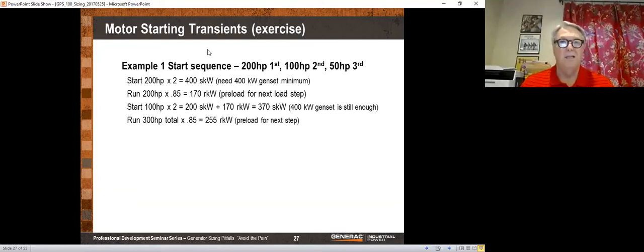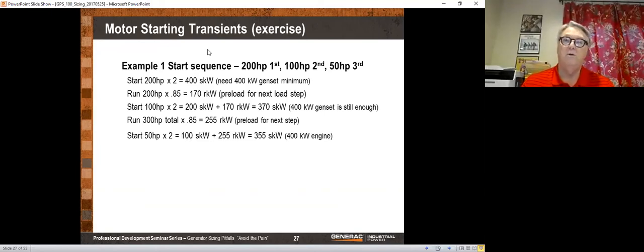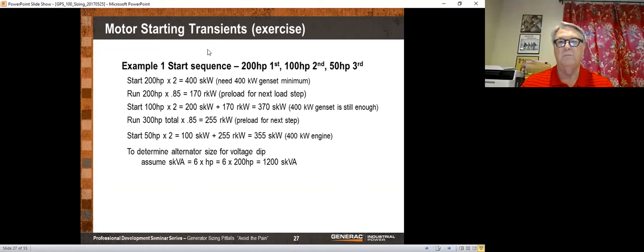Now, once the 100 horsepower is started, we have 100 plus 200 or 300 total horsepower times 0.85 gives us 255 running kilowatts. Now we start the 50 horsepower, 2 kilowatts per horsepower is 100 starting kilowatts plus the 255 that was already running gives us 355. And so our 400 kilowatt generator is still big enough.